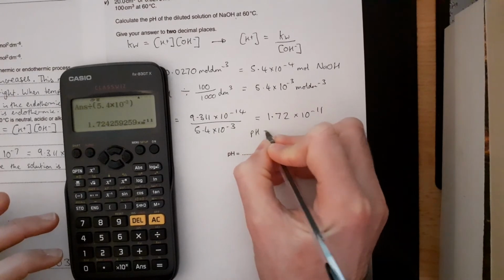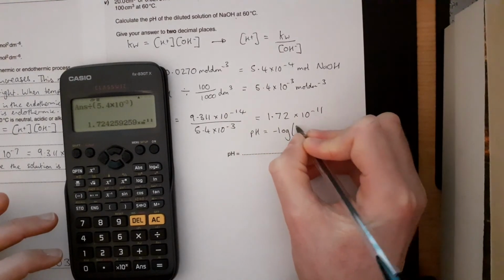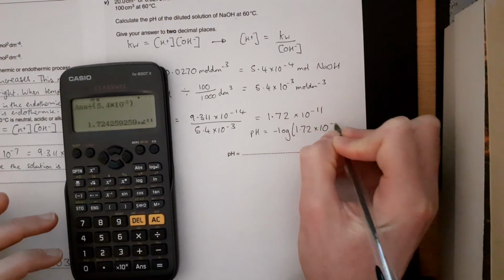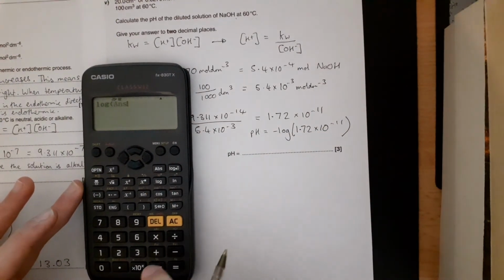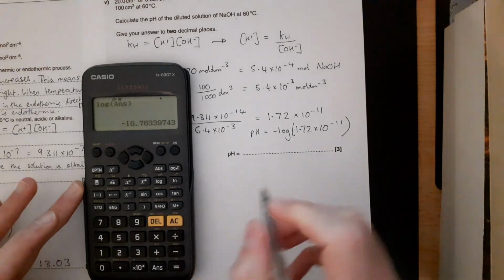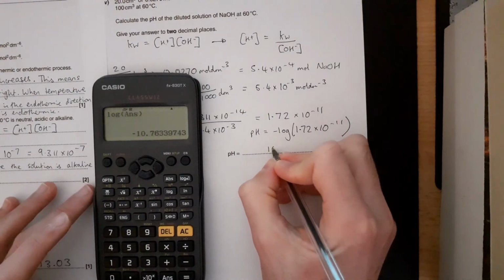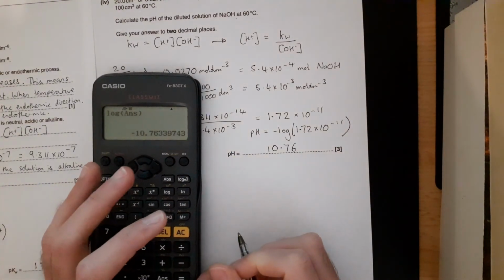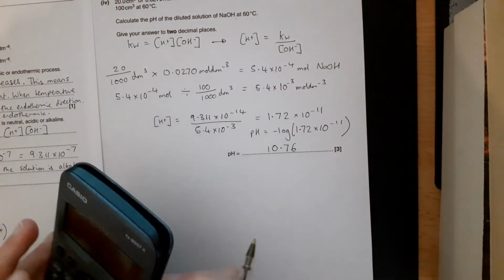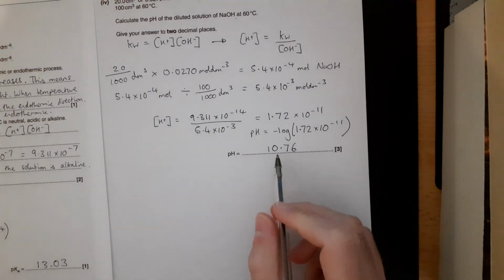So therefore the pH is the negative log of that value. And it wants 2 decimal places again, so it's 10.76. That's a sensible value for the pH of sodium hydroxide, isn't it? Yeah, we're expecting it to be alkaline, so that seems reasonable.